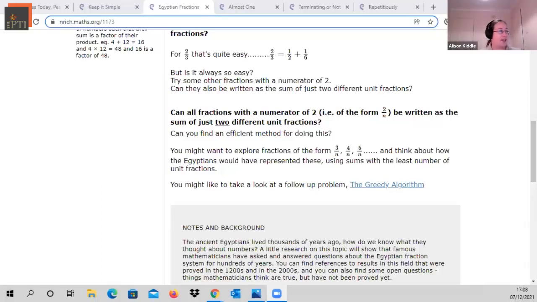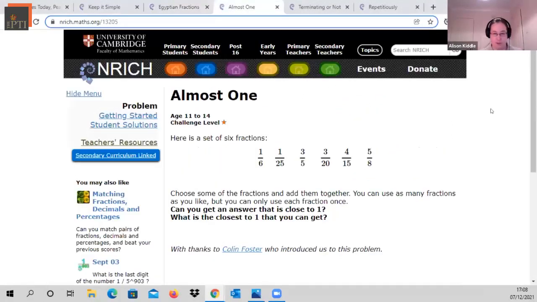But what I want to share next is something that Charlie just mentioned, which is a problem that was donated to Enrich by Colin Foster. If you've never read any of Colin Foster's stuff or been to any of his talks, I really would recommend it, because he's made me think very deeply about the decisions that I make as a maths teacher. But yeah, this particular problem is called Almost One.